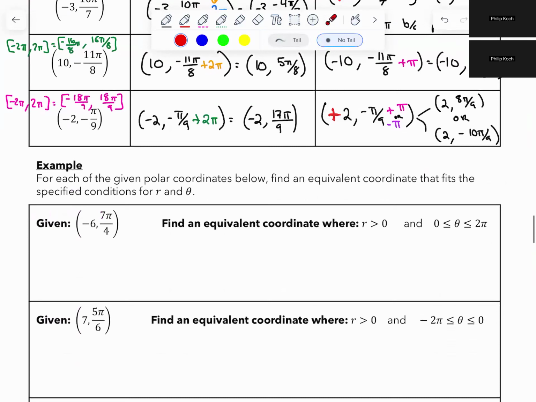So not only can we find multiple points, we can be given requirements on R and theta and work through it. So we need R to be positive.